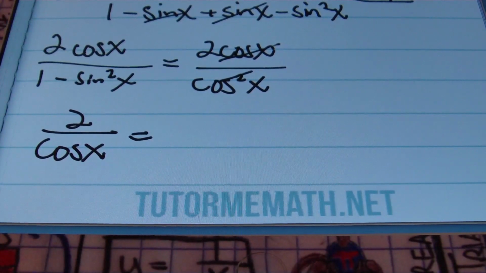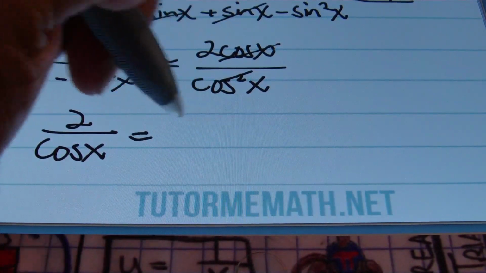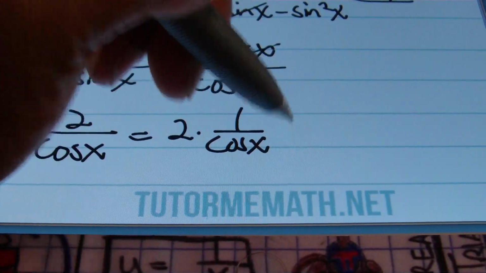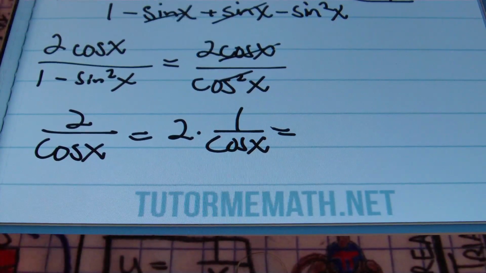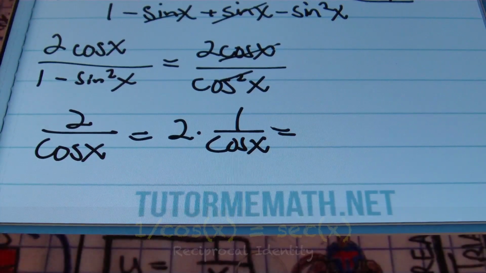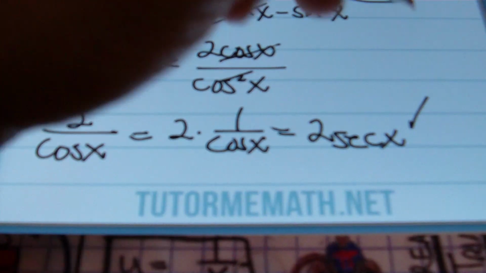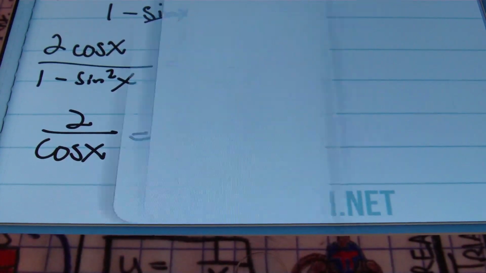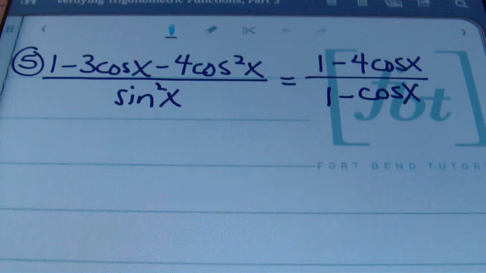And this can be rewritten and expanded to show that this is the same thing as 2 times 1 over cosine x. If you're familiar with your reciprocal identities, you should know that 1 over cosine x is secant x. So multiplying those results together, you'll end up with 2 secant x, which is exactly what we wanted. The left side now equals the right side. And done. That was your problem number 4, ladies and gentlemen. We will now be moving on to the next problem, which is number 5.